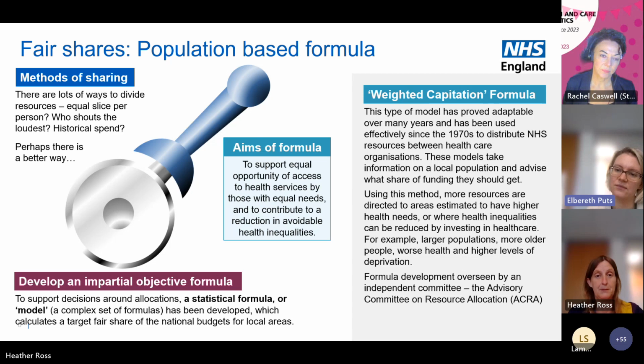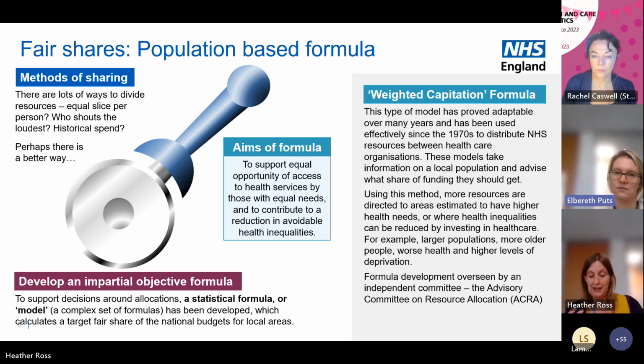So these two aims of equal access to equal needs and reducing health inequalities are reflected in how we develop the target formula and that fair share, which is based on a complex assessment of factors such as demography, morbidity, deprivation. So the target share is actually determined using a complex set of weighted capitation models that estimate the need for populations with different characteristics.